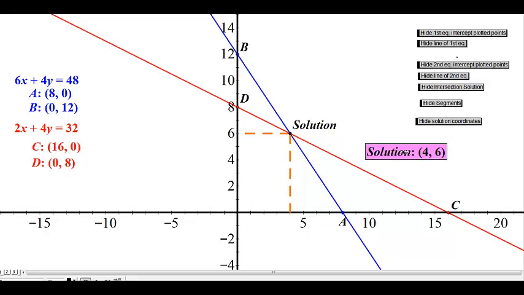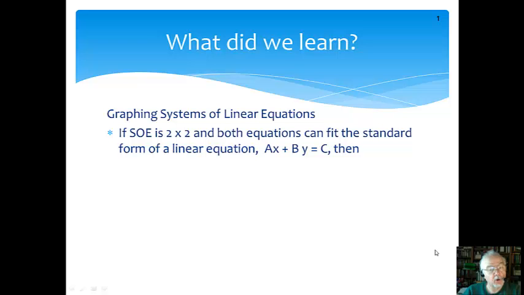So this is the solution. And it is the unique solution. There is no other solution to this system of linear equations. So what did we learn today? Well, we looked at a system of 2 by 2 equations, and we found that we could fit each of those equations to the standard form of a linear equation.